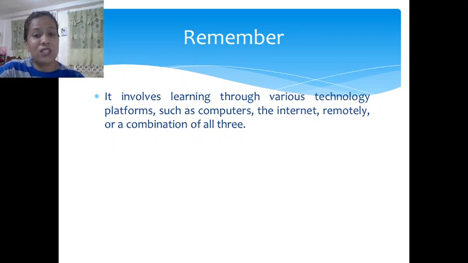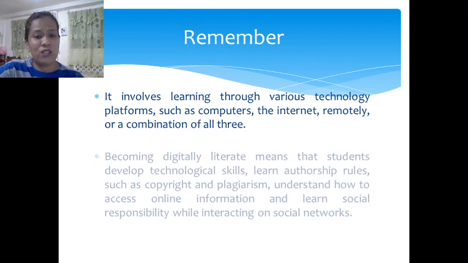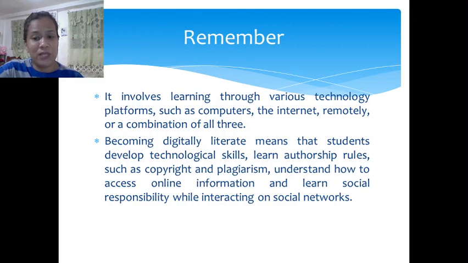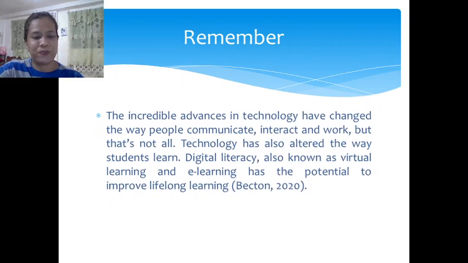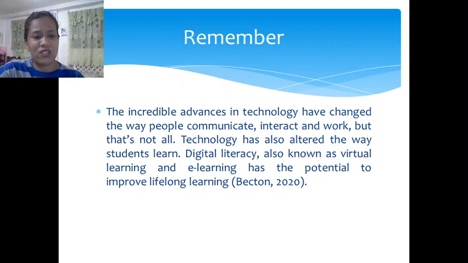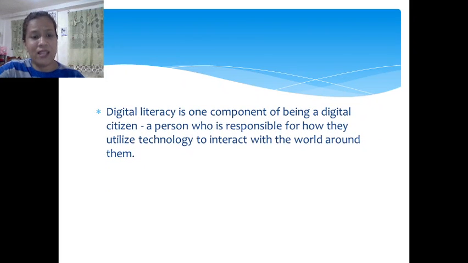So remember, it involves learning through various technology platforms such as computers, the internet, remotely, or a combination of all three. Becoming digitally literate means that students develop technological skills, learn authorship rules such as copyright and plagiarism, understand how to access online information, and learn social responsibility while interacting in social networks, which I explained in our previous lessons. The incredible advances in technology have changed the way people communicate, interact, and work. But that's not all. Technology has also altered the way students learn. Digital literacy, also known as virtual learning and e-learning, has the potential to improve lifelong learning, and that's according to Beckton of 2020. And that is right.